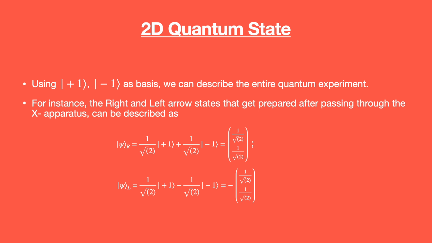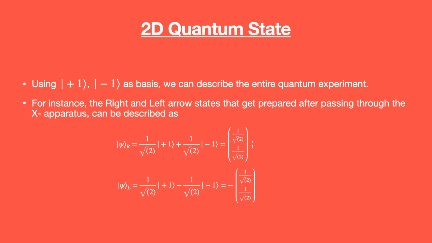In this representation, a right arrow, which is also something we used in our simulations, a right arrow which gave us a 50% chance of observing an up arrow when we pass the right arrow through the Z apparatus, and a 50% chance of observing a down arrow when we pass this through the Z apparatus, can be represented as 1 over square root 2, which is the coefficient multiplying the up arrow state, and 1 over square root 2, which is the coefficient multiplying the down arrow state.